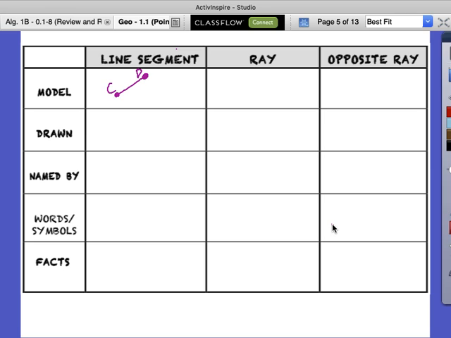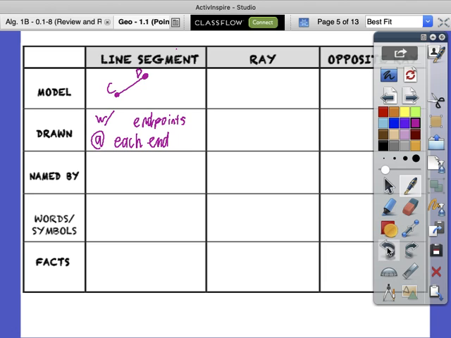So we draw it. Okay, if you guys remember, we drew the line with the arrows at each side, right? A line segment will be drawn with endpoints at each end. I'll just draw the at symbol instead of the word at. If you want to write out at, you can. Makes sense that the endpoint would go at the end versus somewhere else, okay?